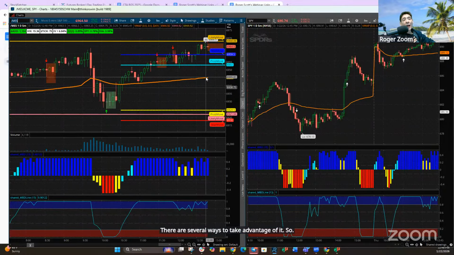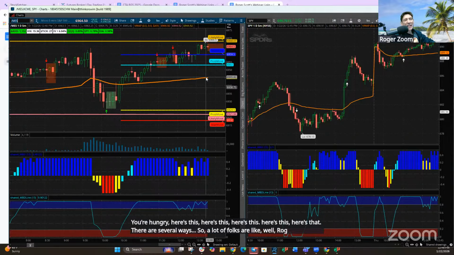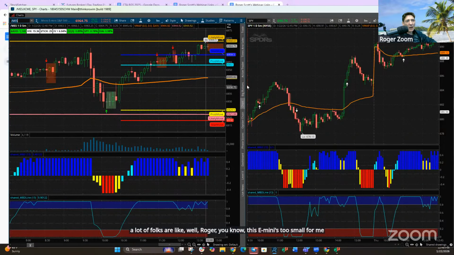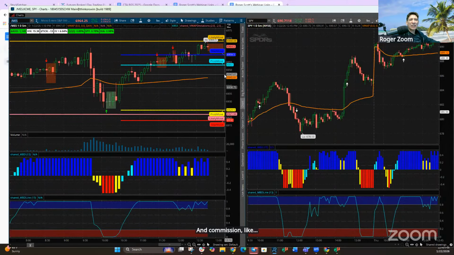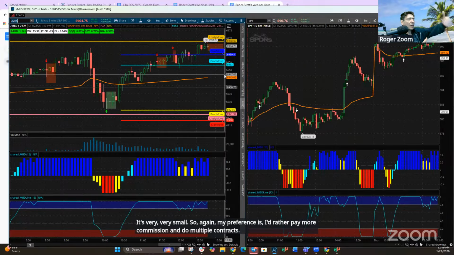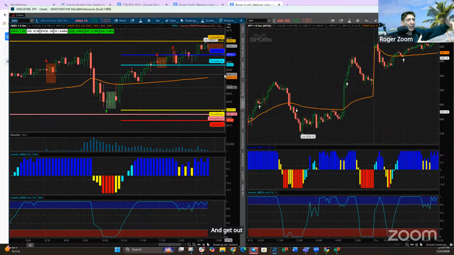So a lot of folks are like, well, Roger, this E-mini is too small for me. I want to make like $500 here. Great. Trade ES. And the commission is like 65 cents per contract or 85 cents. It's very, very small. So again, my preference is I'd rather pay more commission and do multiple contracts and get out of them a little bit at a time.